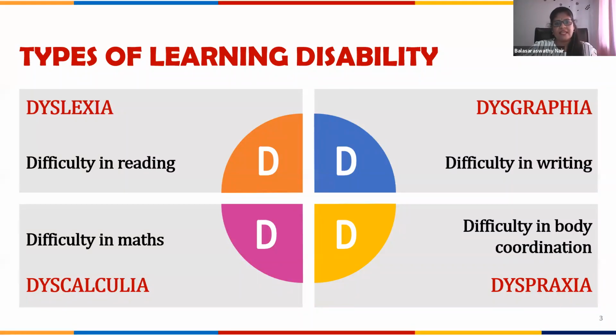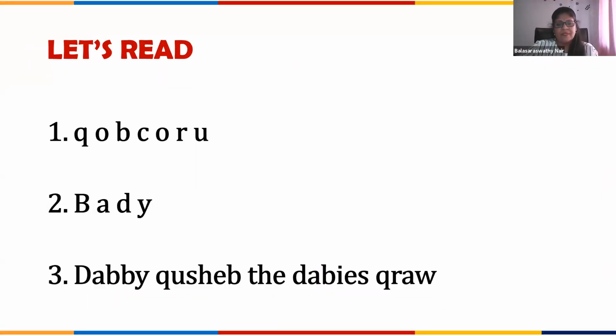In a session like this, I cannot go deep into the how, what, why of LD, because this session is more on remedial strategies. So before I go further, I want each one of you to read the first word. I don't know if you're allowed to come on audio or video. Otherwise, you can type what the first word is. Let's do some activity. What is the first word?